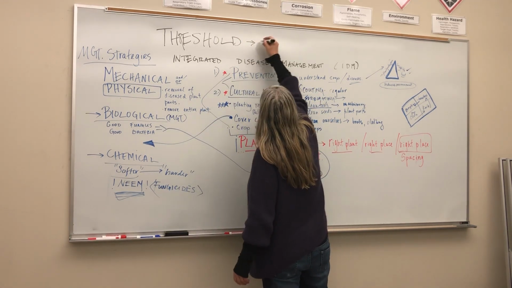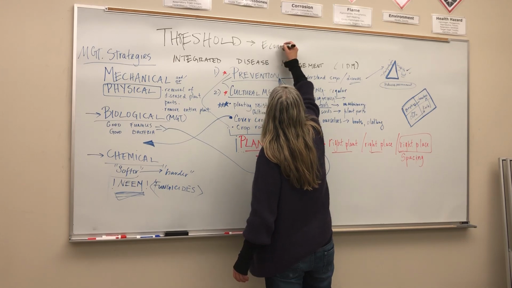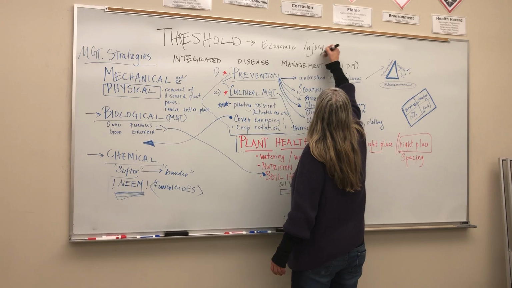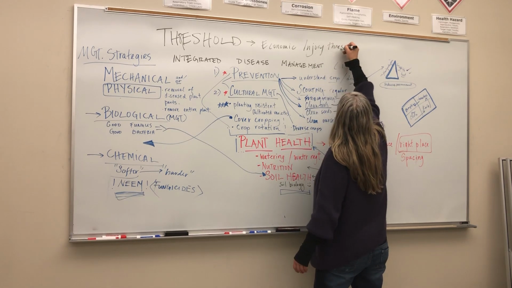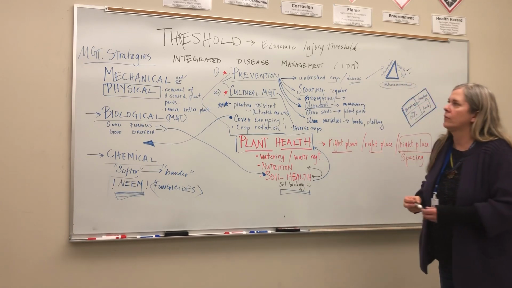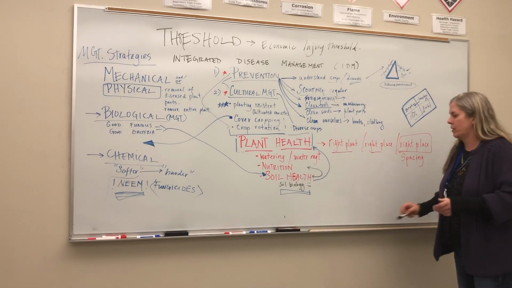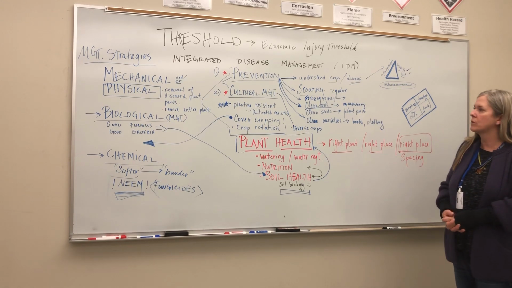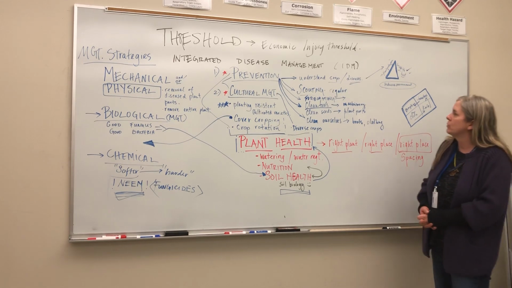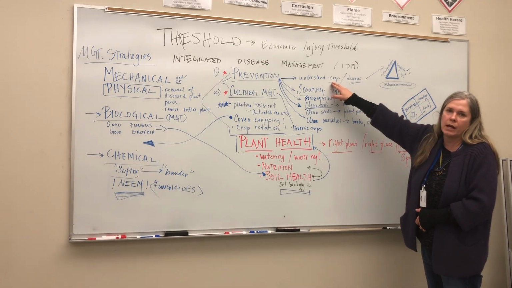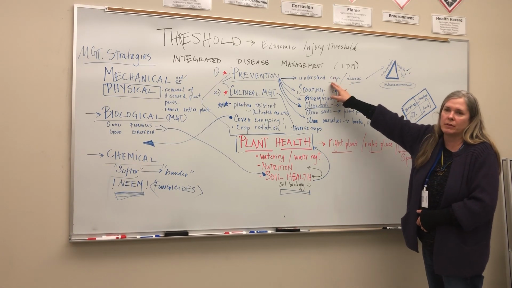And with this threshold, we usually call it economic injury threshold. And we're talking about disease. And this again, and I've mentioned it before with your thresholds, it's kind of up to you. It's up to you as a grower, but it's also up to you as far as how much does your crop yield, and meaning how much does it economically yield you.